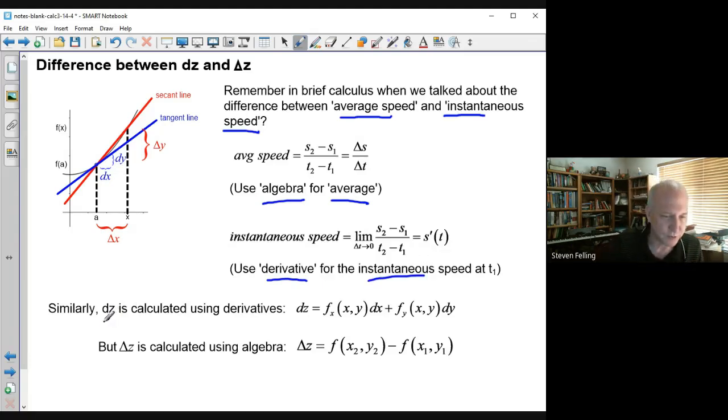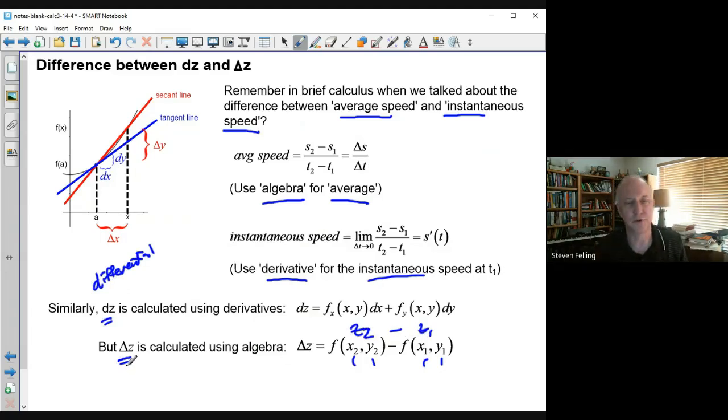Similarly, if we use the symbol dz, since that's a differential, then we have to use the derivative, the calculus. So we'll use the partial derivative in the x direction times the differential change in x, and then the partial derivative with respect to y times the differential y. But if we're ever asked to compute a fixed delta z, we just use algebra. That means we just plug the x and y in for one point and get a z, plug the x and y in for another point and get a z, and then use algebra to subtract the two. So algebra is used for deltas, but derivatives are used for differentials.